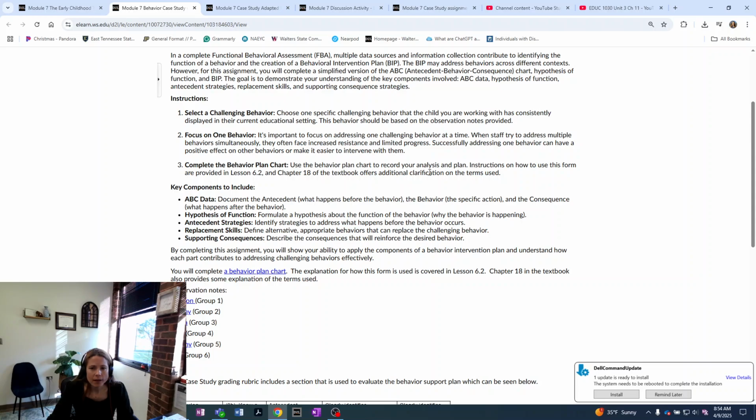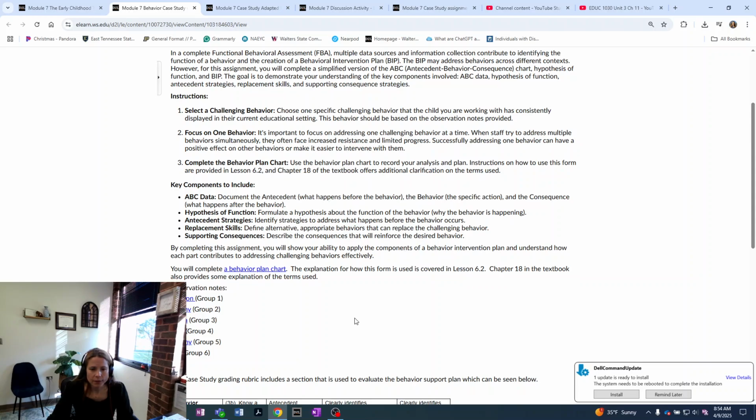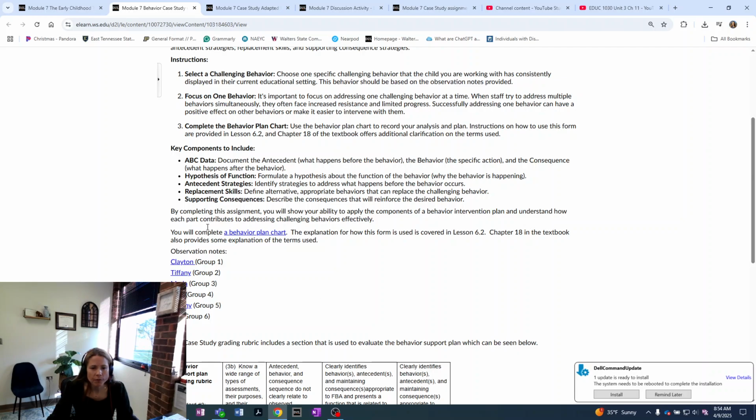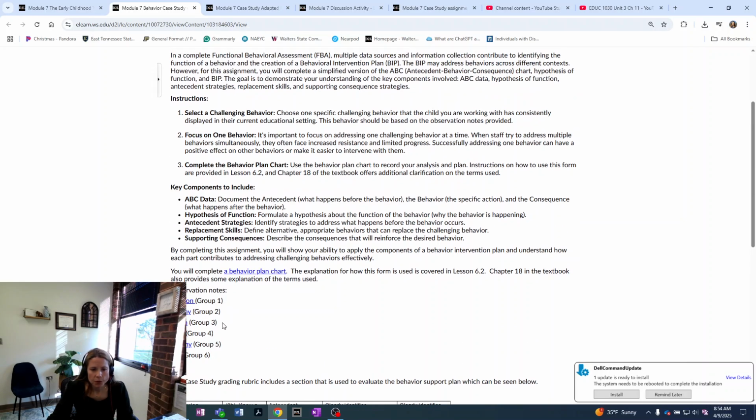The behavior should be based on the observation notes provided. Okay? So when I say observation notes provided, look down here. You're going to see all the names of the children. You're looking for your specific case study child. So we have observation notes for your child. So you're going to look at that, and you're going to choose one of those behaviors. You're going to focus on addressing that challenging behavior.